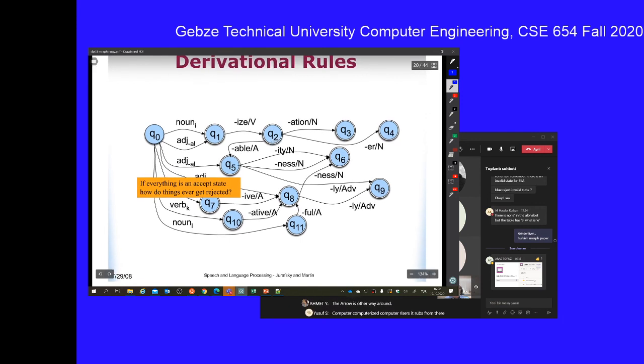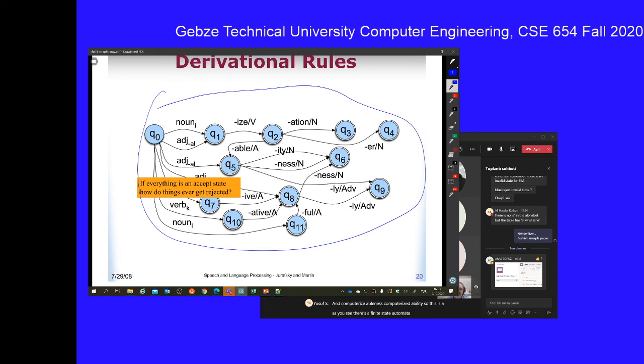Oh, okay. The arrow is the other way. Okay. Computer, compute, computerize, computerizable, and computerizableness, computerizability. So as you see, this is a finite state automata, and they have derived this one. The paper that I gave you, the Turkish Morphology paper. Let me open this.